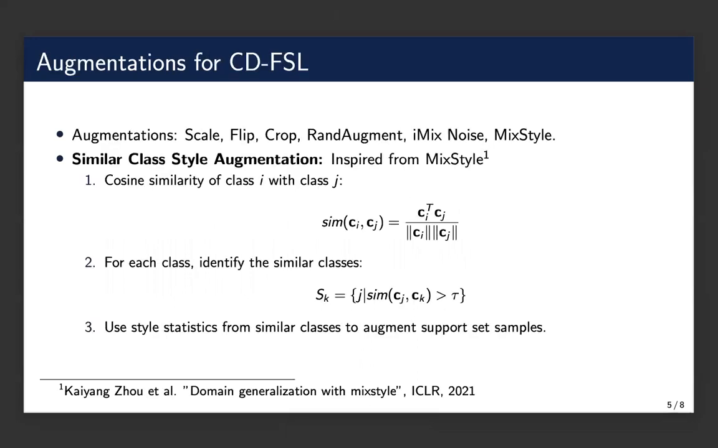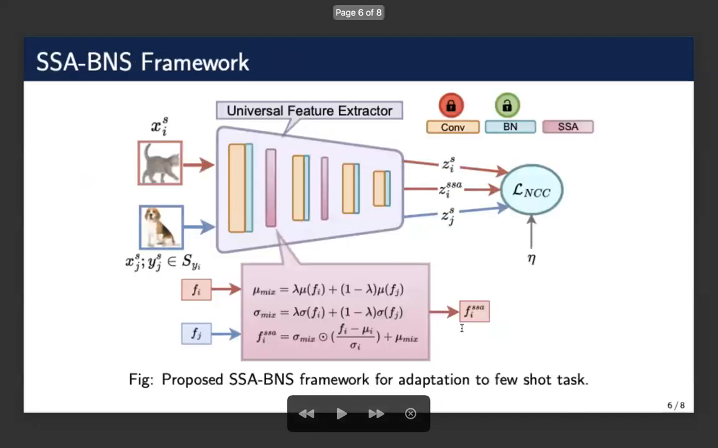As we operate in the low data regime, it is natural to consider doing augmentations like scale and feature augmentations like iMix or MixStyle. We propose a novel similar class style augmentation, which is inspired from MixStyle that was proposed for the domain generalization task. Firstly, we compute the cosine similarity of each pair of classes. And then for each class, we identify the similar classes based on a threshold on the cosine similarity. Then we use the style statistics from similar class samples to augment our support set.